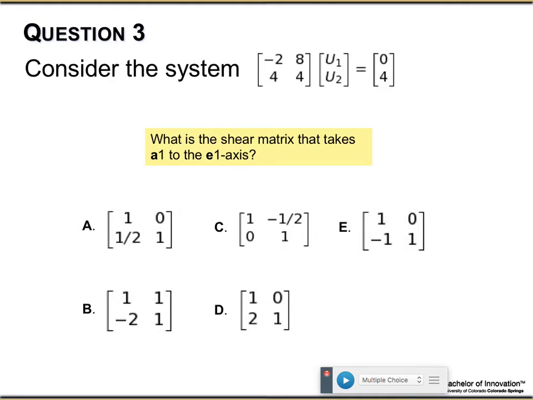Okay, consider this system, minus 2, 8, 4, 4 times u1, u2 equals 0, 4. What is the shear matrix that takes A1 to the E1 axis? That is, what is this shear you would use if I didn't pivot and I was trying to do Gauss elimination? I think people are struggling sometimes with eigenvectors because you're still struggling with the 2 by 2 matrix problem. You can work with a neighbor.